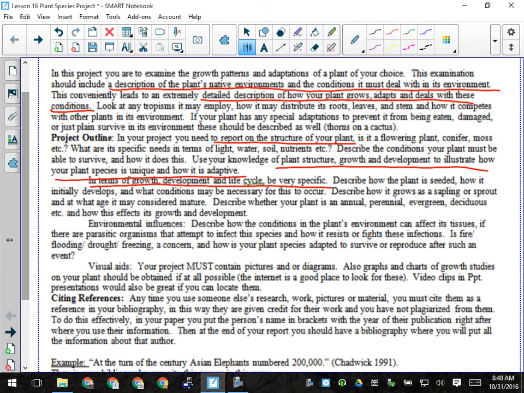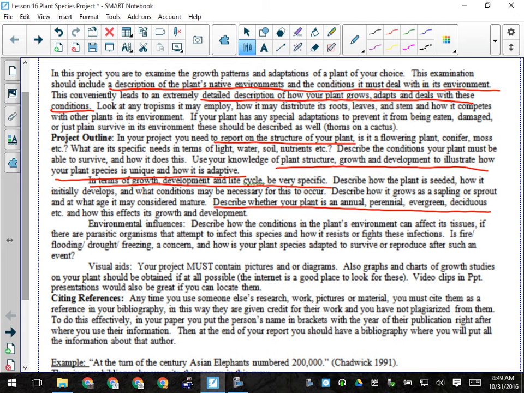Describe how it grows as a sapling or a sprout. How long is it considered a juvenile versus when it becomes an adult? Describe whether your plant is an annual, perennial, evergreen, or deciduous. What do I mean by annual? Survives 1 year. Perennial grows back every year. Evergreen doesn't lose its leaves, deciduous does.